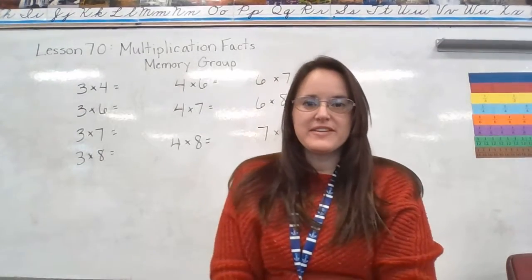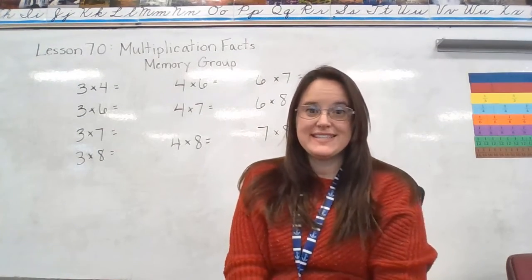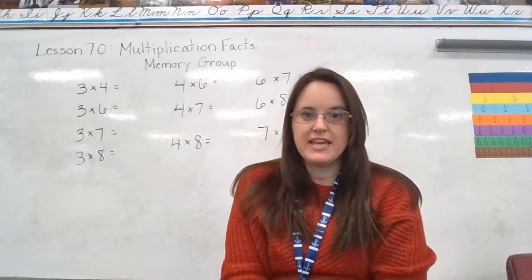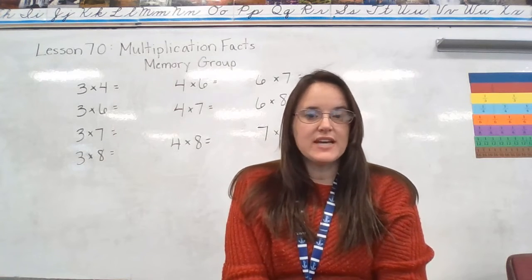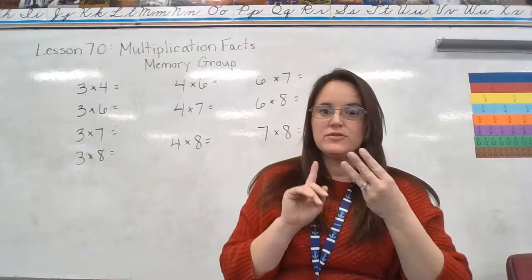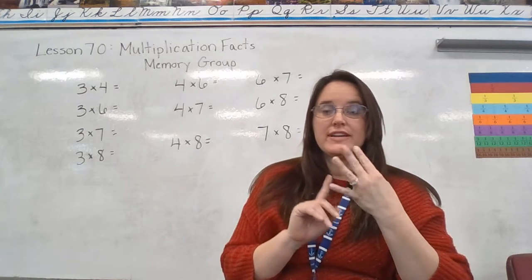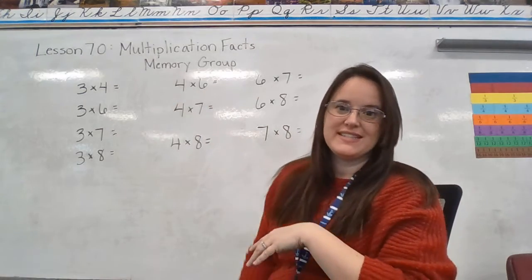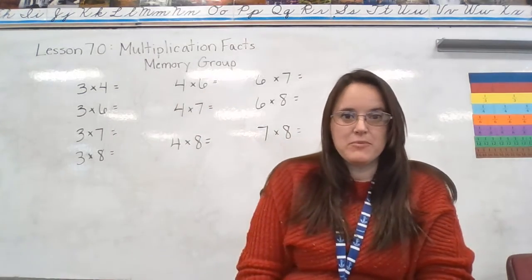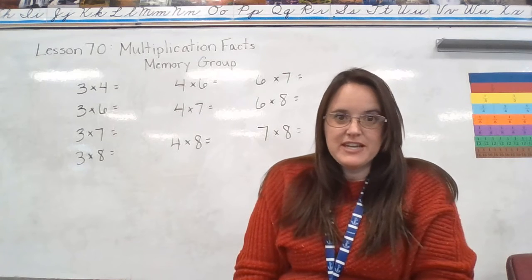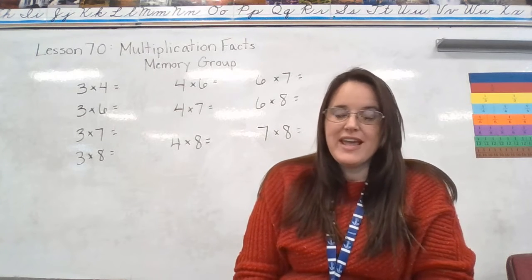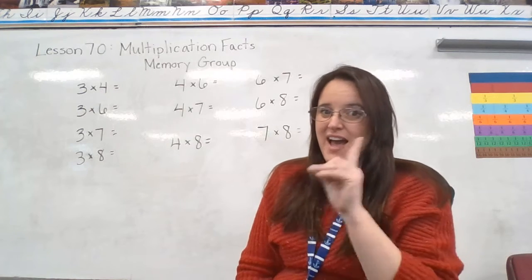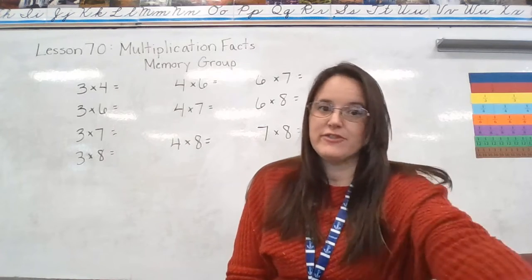Hi class, today we are in Saxon Book 3, Lesson 70, and today's the day you learn the rest of your multiplication facts. So we have done all the tricks for ones, for twos, for fives, for nines, for tens, 11s, and 12s. These are all that is left. So they call this the memory group, because these are the multiplication facts we don't really have a trick for. We just have to memorize them. Now, that being said, I do have a little trick for two of them.